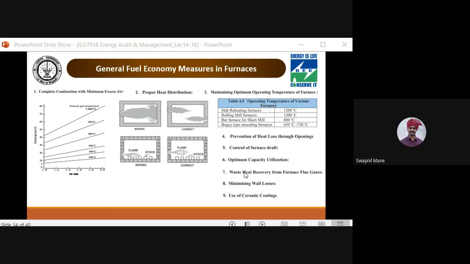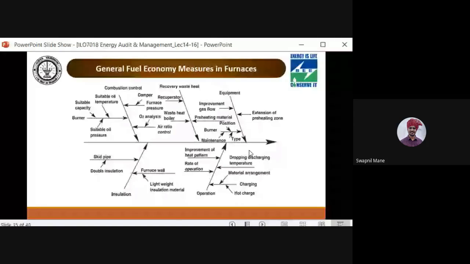Okay, so this is all related to general fuel economy measures which are found in furnaces. If you look at the fishbone diagram of furnaces, you see that this figure depicts each and every component that we have discussed right now. So you see it is combustion control, recovery of waste heat, or it is related to equipment, and you see the furnace operations and insulation. So all these things are represented by a fishbone diagram. Each and every point represents something.